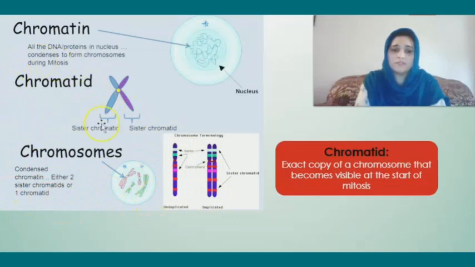So, what is meant by chromatid? An exact copy of a chromosome that becomes visible at the start of mitosis is called a chromatid. Here is a diagram that shows sister chromatids. They are exact copies. Here an unduplicated chromosome is shown, while the other one is duplicated after DNA replication. The duplicated one contains sister chromatids and the centromere is also present here. And on the chromosome, genes are also present.